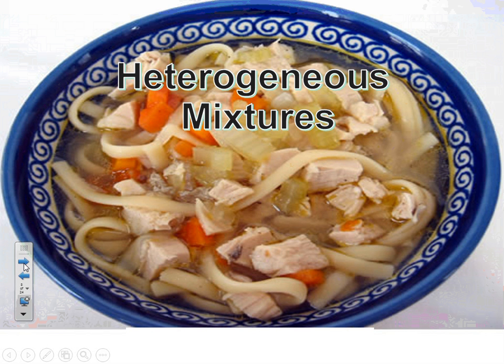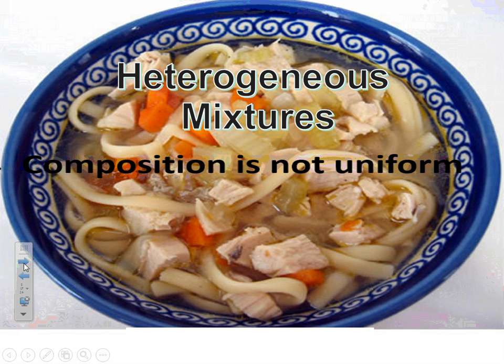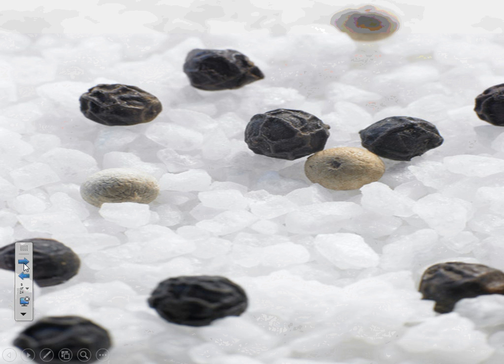A heterogeneous mixture is one like chicken soup. The composition is not uniform throughout the mixture, so it varies. You should write in your notes an example; you could just say soup or chicken soup or noodle soup, so that you know there's a bunch of different materials in it. This is a picture of rock salt with pepper. It's a mixture, and it's a heterogeneous mixture.